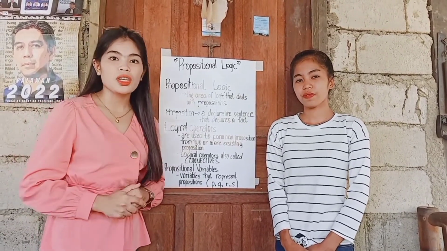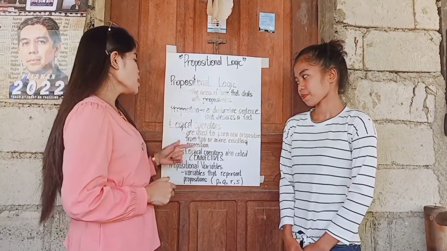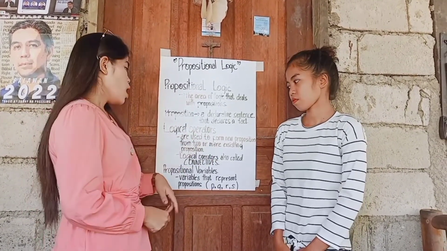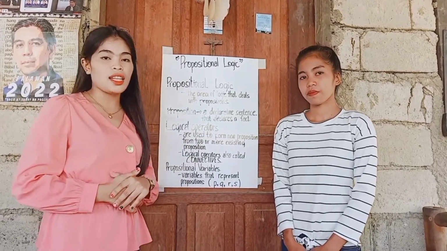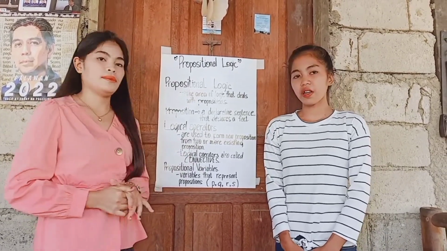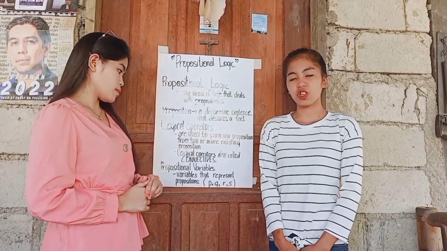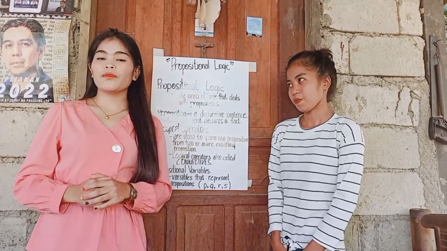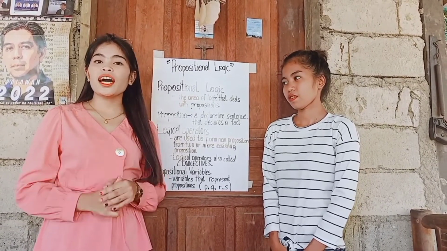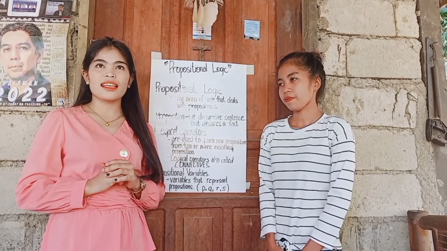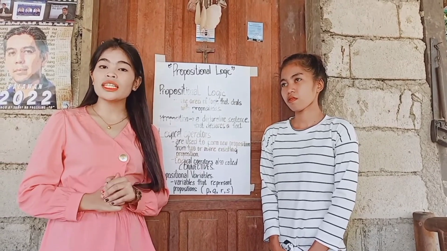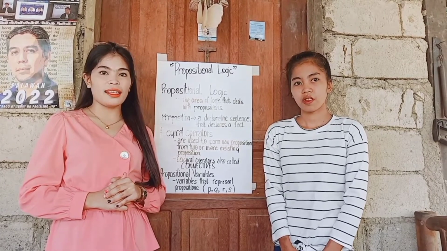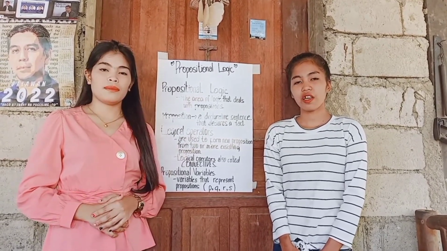So, in propositional logic, they have logical operators that are used to form a new proposition from two or more existing propositions. Logical operators are also called connectives. And propositional variables are the variables that represent propositions, and these are P, Q, R, and S. For today's video, we're gonna focus on and discuss the logical operators or logical connectives, which are negation, conjunction, disjunction, exclusive or, implication, and biconditional.